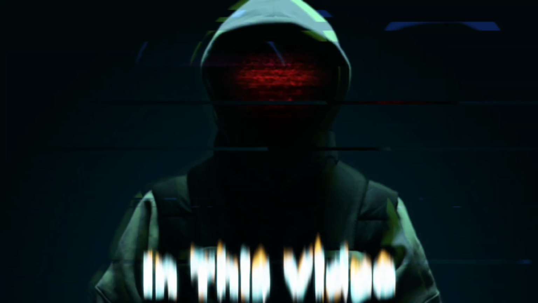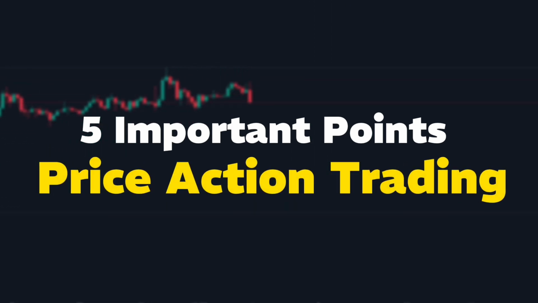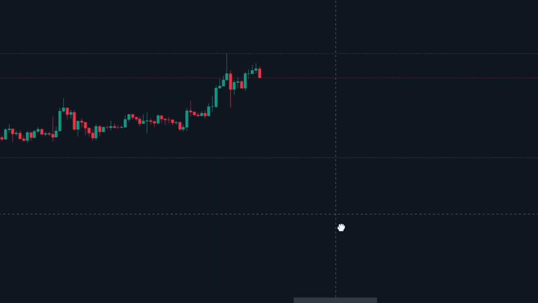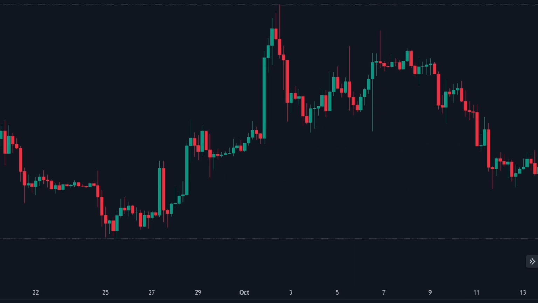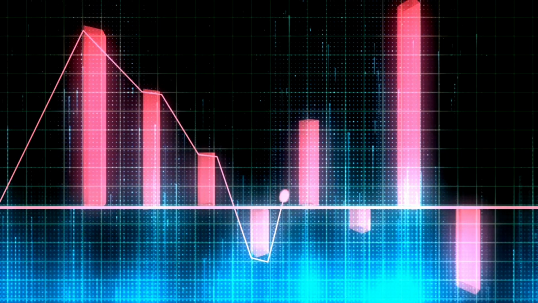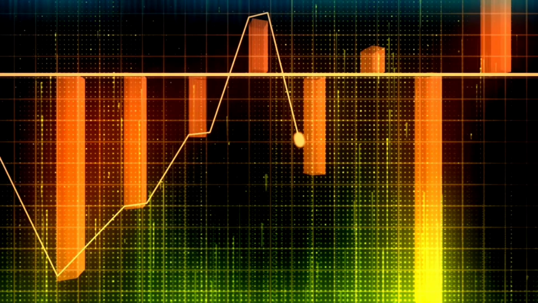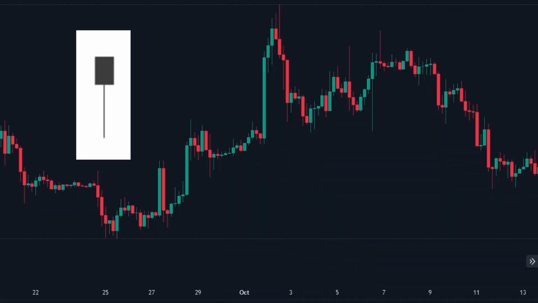In today's video, I want to discuss 5 important points about price action trading that you must completely understand. Number 1, context. Context is very important when you're analyzing the price chart. When you see a price action pattern, it may have different meaning and interpretation depending on where the pattern is forming. For example, when you see this candle on the chart, you cannot just interpret it without considering its location.